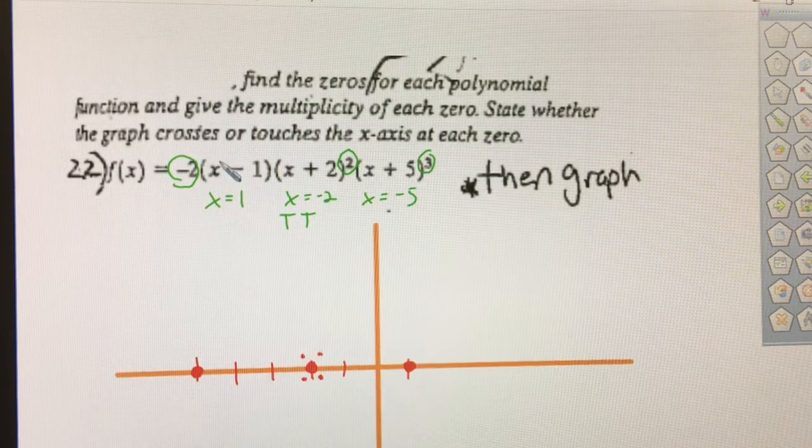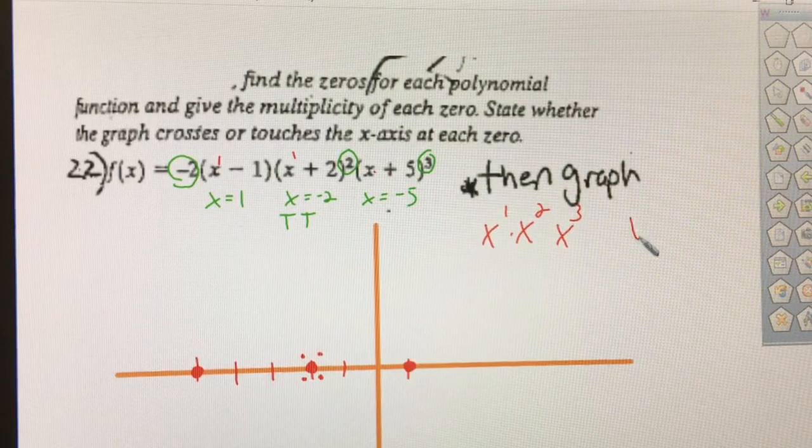Let's see what the end behavior of this is. This is x to the first. This is x to the second. And this is x to the third. So when I add those all up, I get x to the sixth. And x to the sixth is like x squared. It's going to end up on the left and up on the right and have stuff going on in the middle. But I'm not doing the middle in this problem.